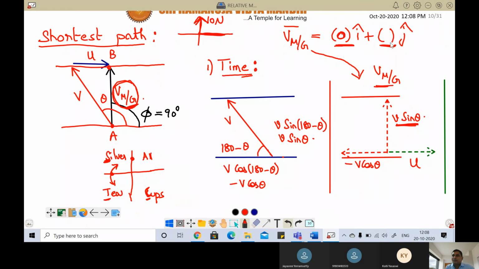So now only the y component should be present, no? How much is this y component? V sin theta. That means these two components should cancel, then only v sin theta will exist. That means these two values should be equal and opposite, so that the sum is zero. So that means u is equal to minus v cos theta. Then only these two will get cancelled, correct or not?